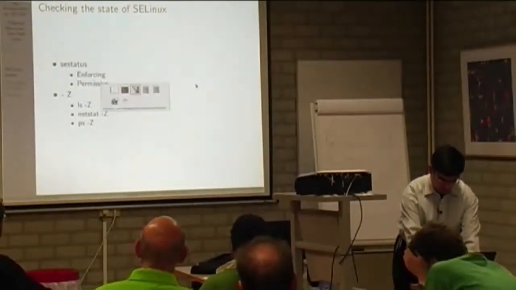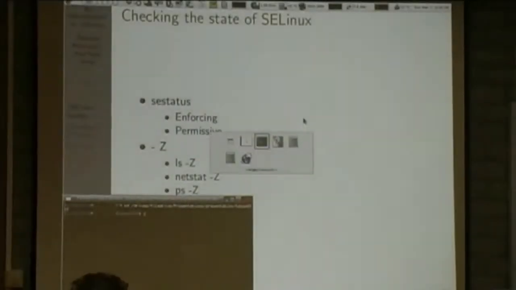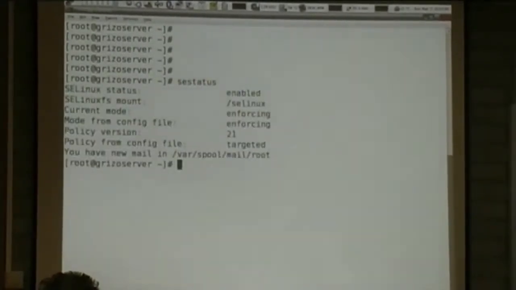No. So, where did my, here. Can everybody read this at the back? Yep, okay. So if I execute sestatus, it tells you that SELinux is enabled and that the mode is currently enforcing and that I'm using the policy type of targeted.